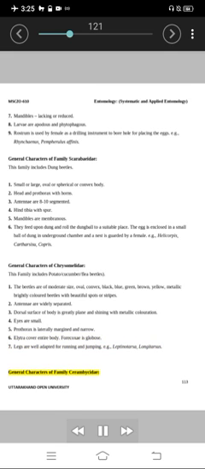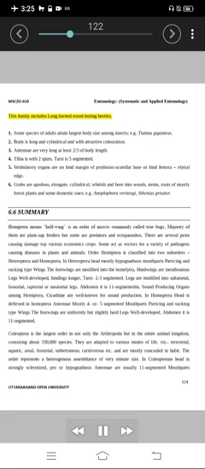General characters of family Cerambycidae. 113. This family includes long-horned wood-boring beetles. 1. Some species of adults attain largest body size among insects, e.g., Titanus giganteus. 2. Body is long and cylindrical and with attractive coloration. 3. Antennae are very long, at least 2/3 of body length. 4. Tibia is with 2 spurs.